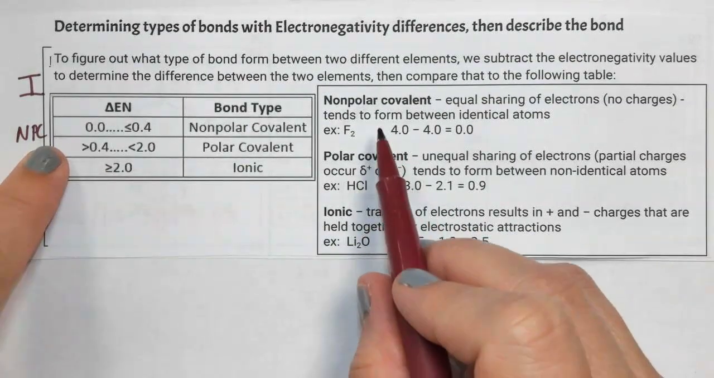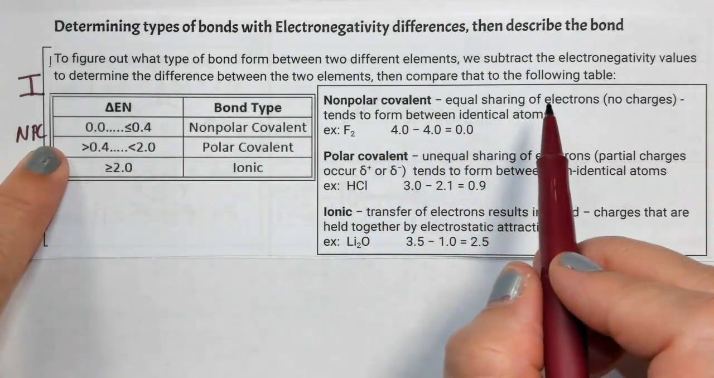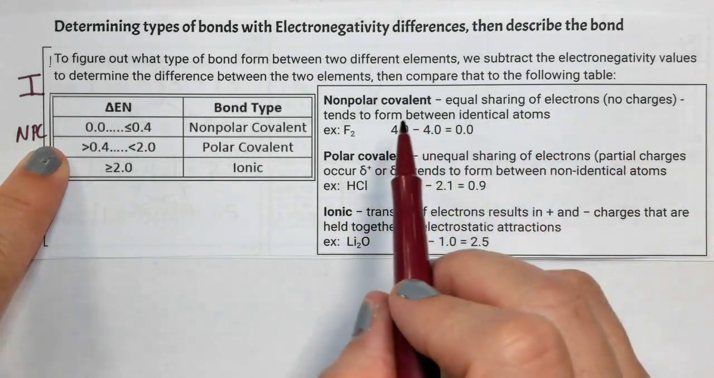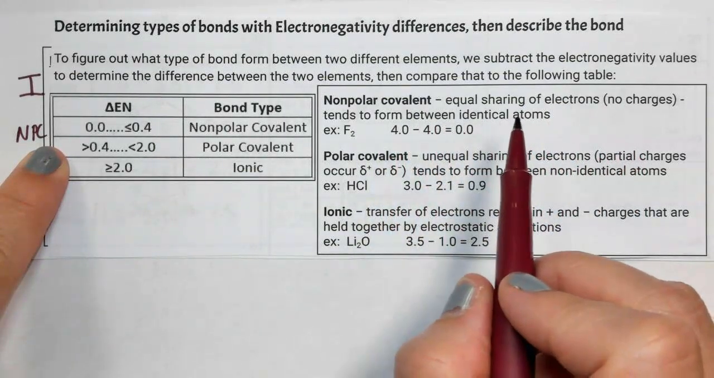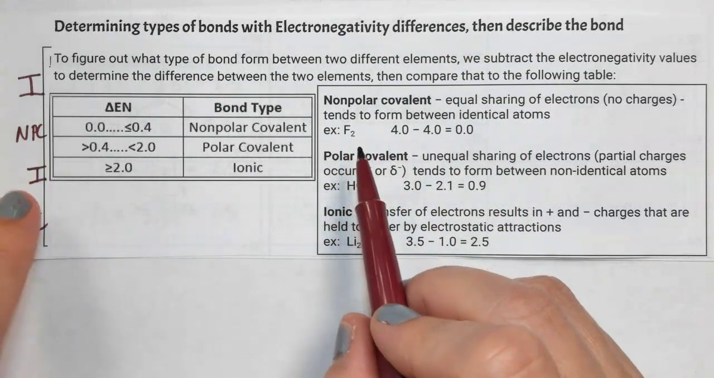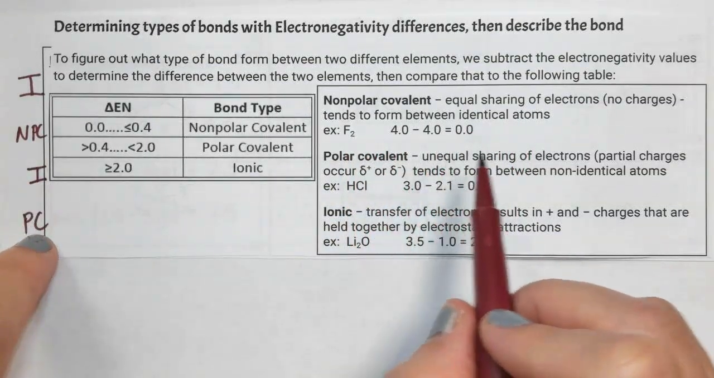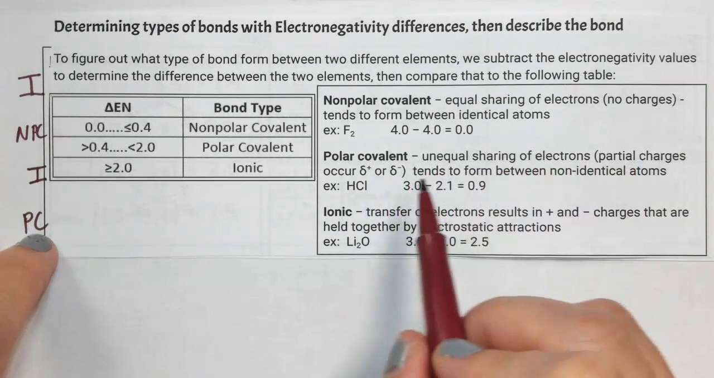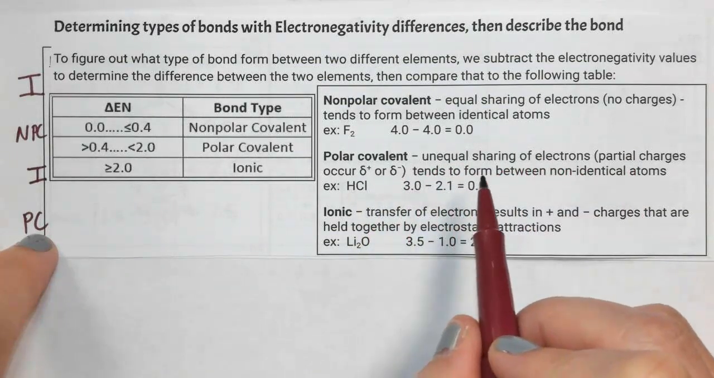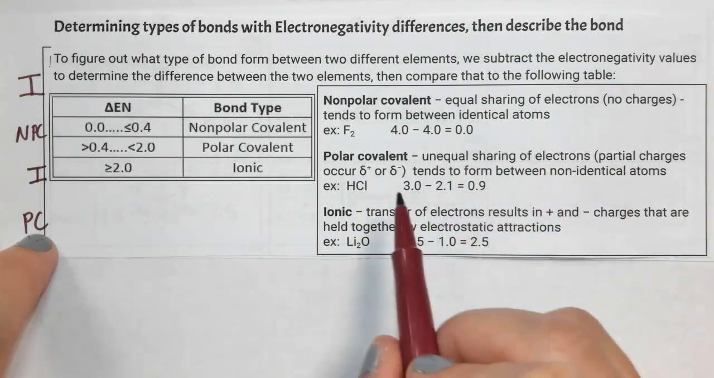This one that's nonpolar covalent means that the electrons are being shared equally. There are no charges, and this tends to happen when you have diatomics or two identical atoms. And then polar covalent is an unequal sharing of electrons. You get partial charges on each of the elements, and it tends to form between non-identical atoms.